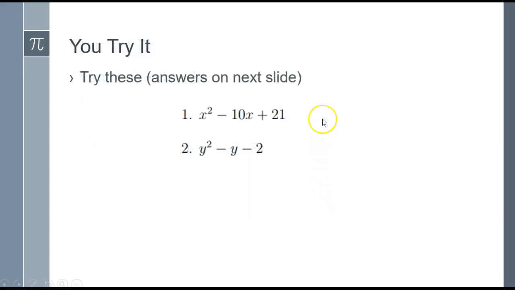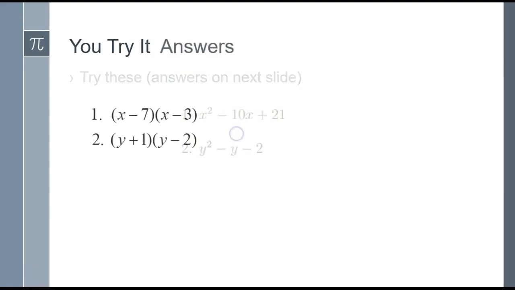So now I want you to try these. The answers are in the next slide. You should stop the video, write down the problem, and then try them, and then take a look at the answers. Okay? See you in a minute. Alright, you back? I'm trusting you stopped the video and really did the problems. But here we go anyway.